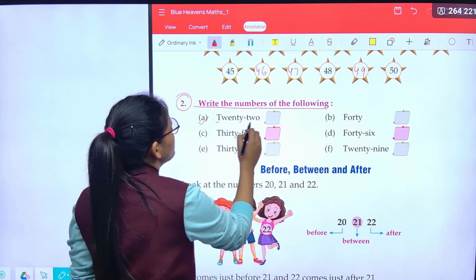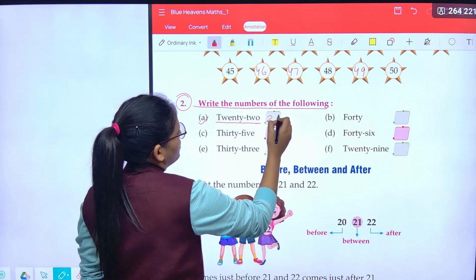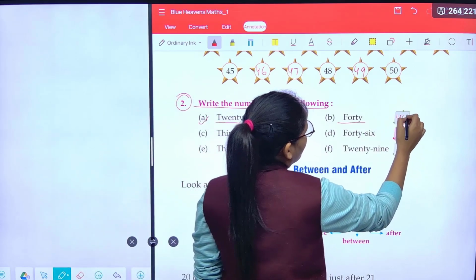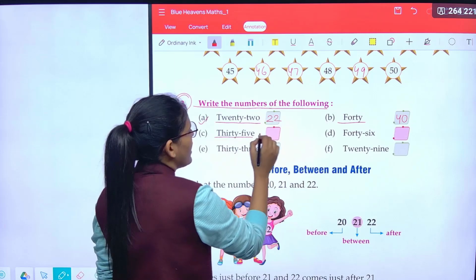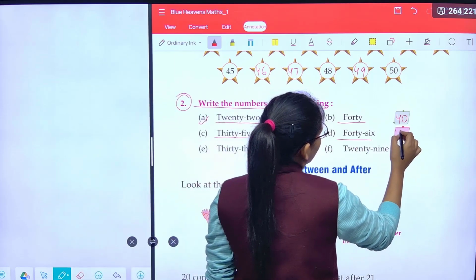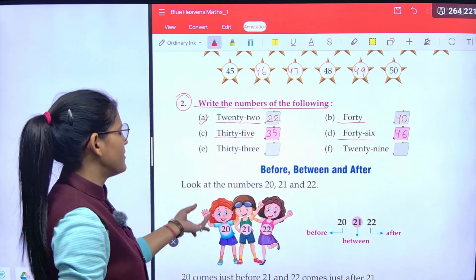Now class, question number 2, write the numbers of the following. It is 22. Now class, 40. Now class, 35. 46. Rest of the parts do yourself, class.